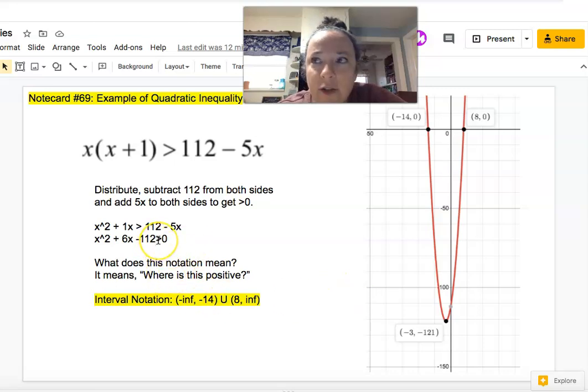But what does this mean? That's greater than 0. So that means positive. Where is it above the x-axis? So again, that's here and here. Smush them down. You should get this interval notation, no problem. Now, I know this one wasn't asking for negative, but if it were, it would be from -14 to 8. So pause me and finish up note card 69.